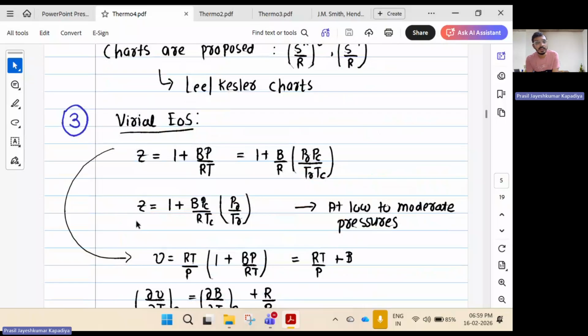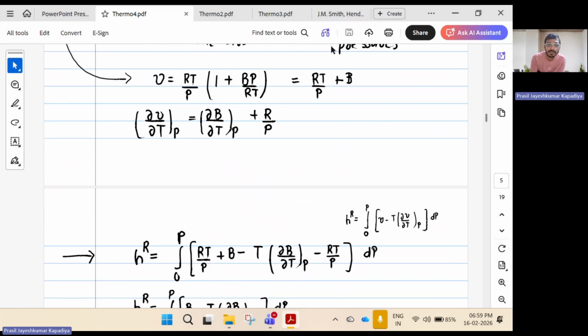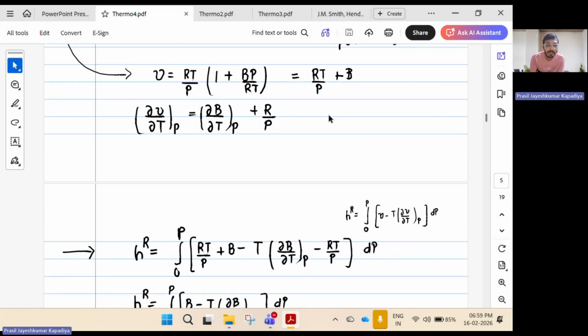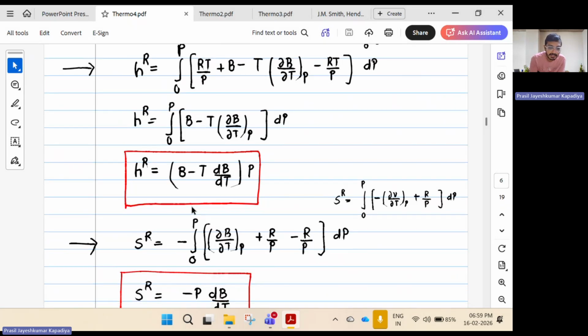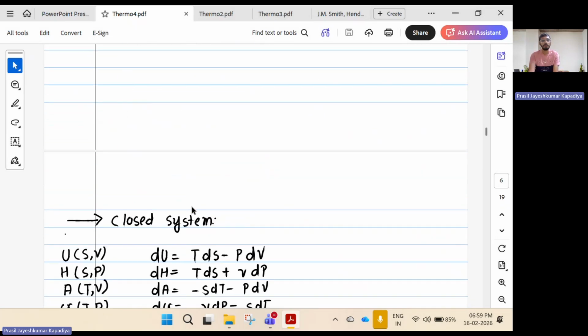If you know these two terms, you can calculate S residual from Lee-Kesler charts. And the third way, in last class, we looked at the virial equation of state. For low to moderate pressures, only terms till B are significant. So my V is equal to this, and from here we estimate del V del T at constant pressure, and we find out residual enthalpy and entropy.